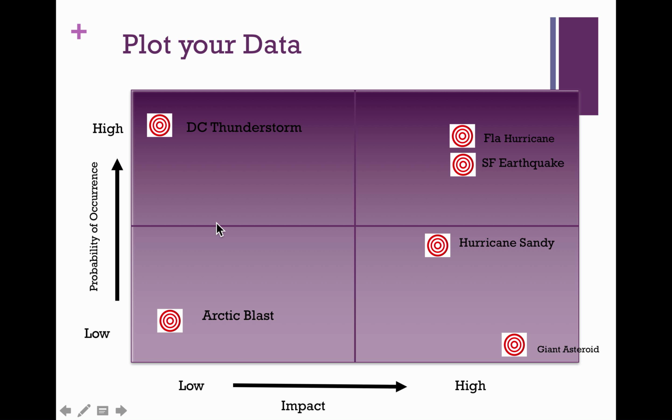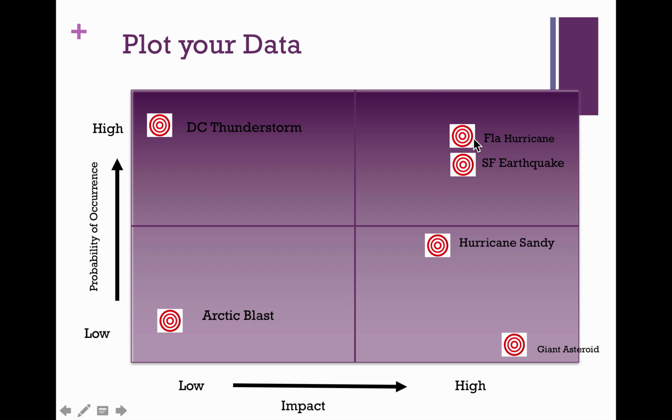Next, a DC thunderstorm. You know, we had one yesterday. We have probably like 50 a year. The city does not stop. So it's a high probability event. It happens all the time, but it is low impact. You know, we get some rain. We might get some localized flooding, but we don't cancel work. We don't cancel school. We don't do too much when it's a thunderstorm. We might stay indoors, but nothing that impacts our lives too much.